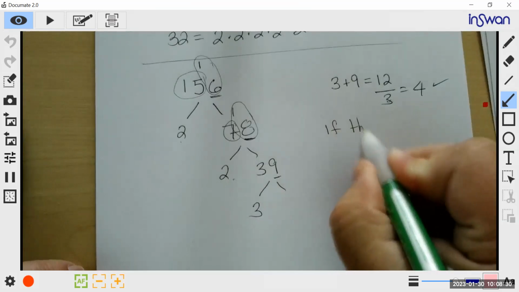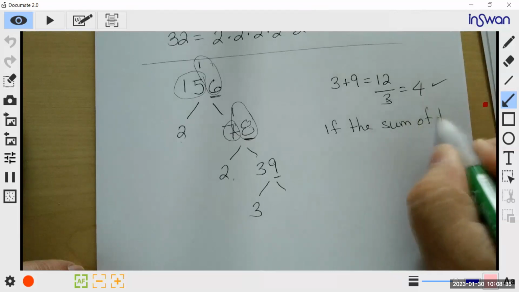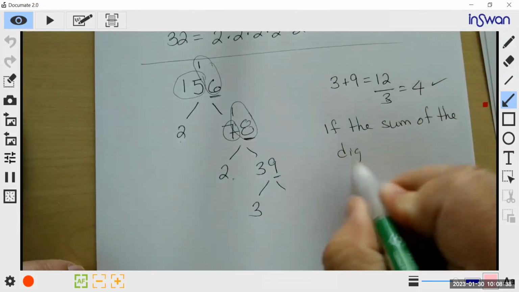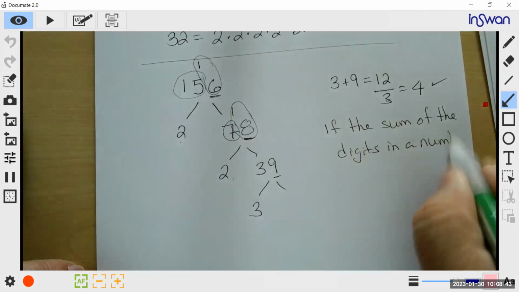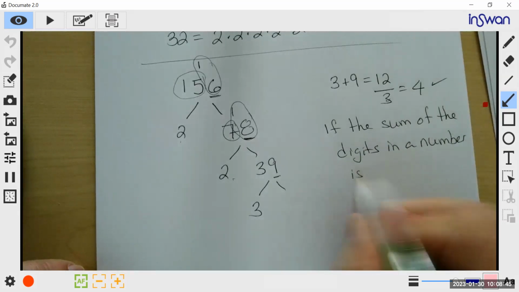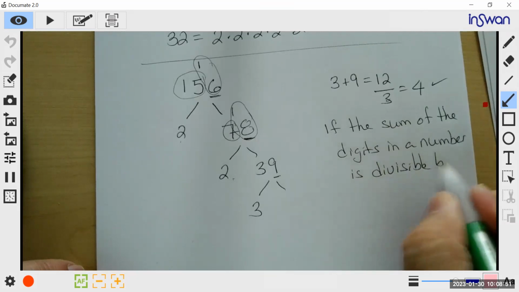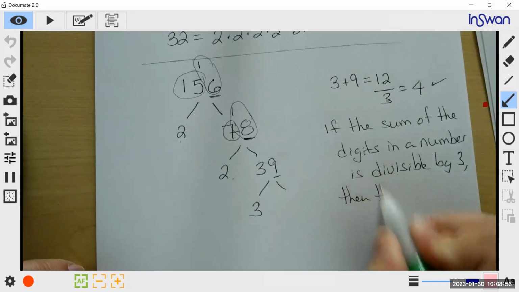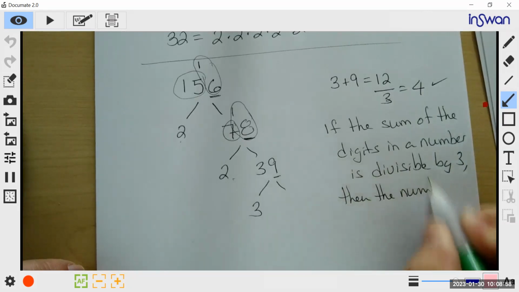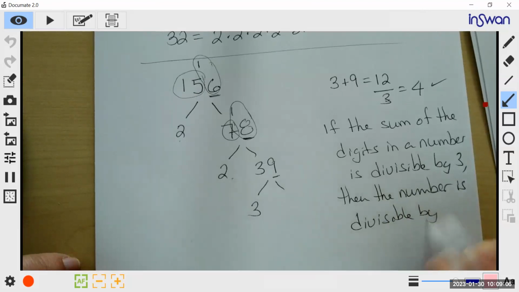If the sum of the digits in a number is divisible by 3, then the number is divisible by 3.